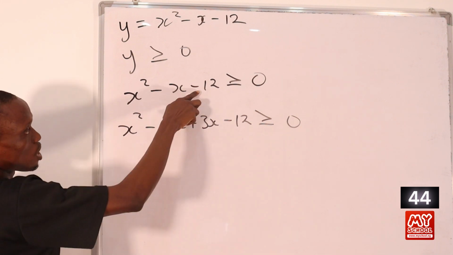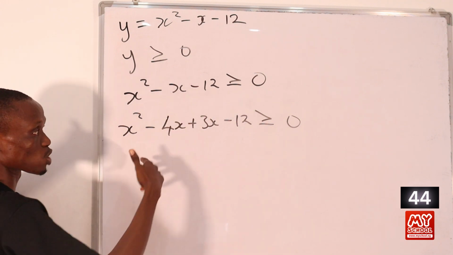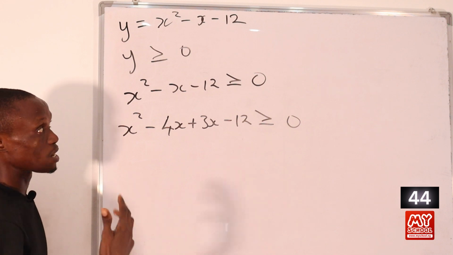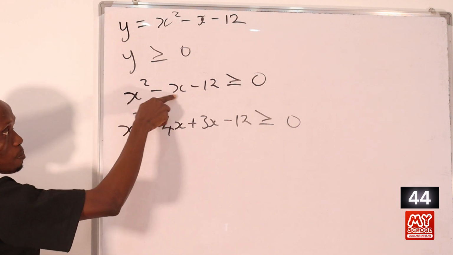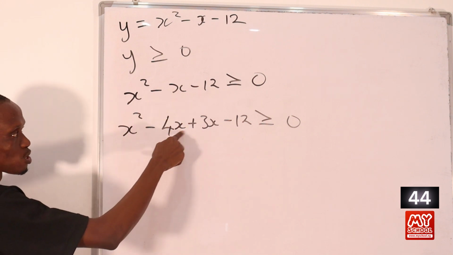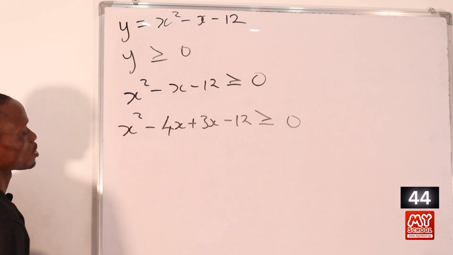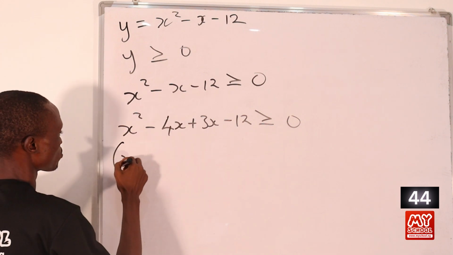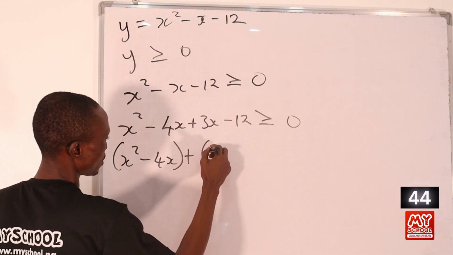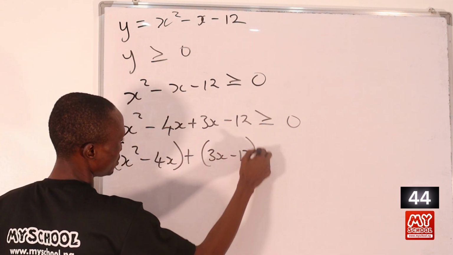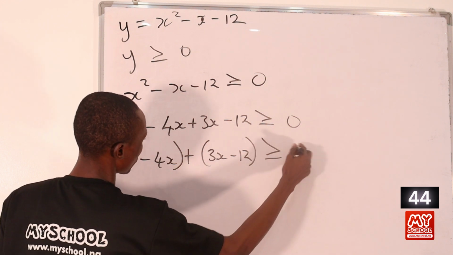So in this case, since we're having minus 12 here, one of the factors of 12 will be negative. The greater of the two factors should be negative, so that if we add them together at the end of the day, we'll be having minus x. So minus 4x plus 3x, that will result to minus x. Okay, so we just group them. So we put the first two terms together in a bracket and the last two terms together in a bracket, and these are greater than or equal to 0.